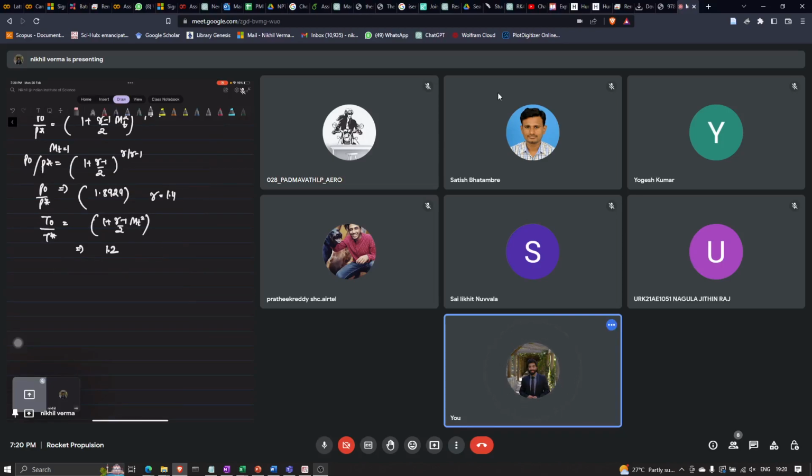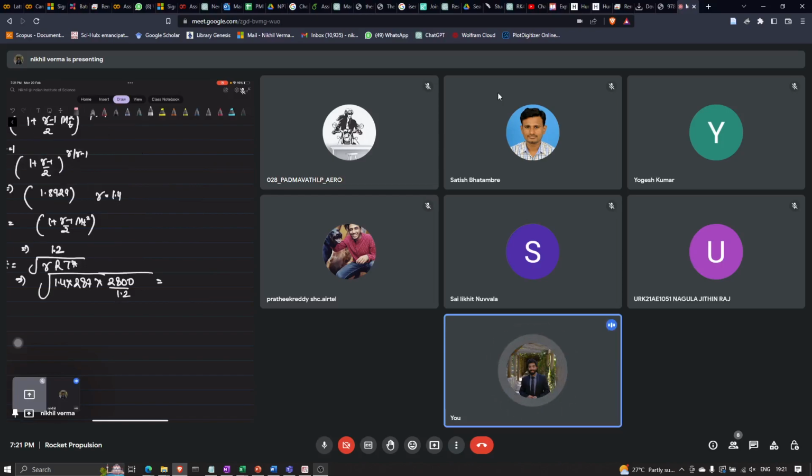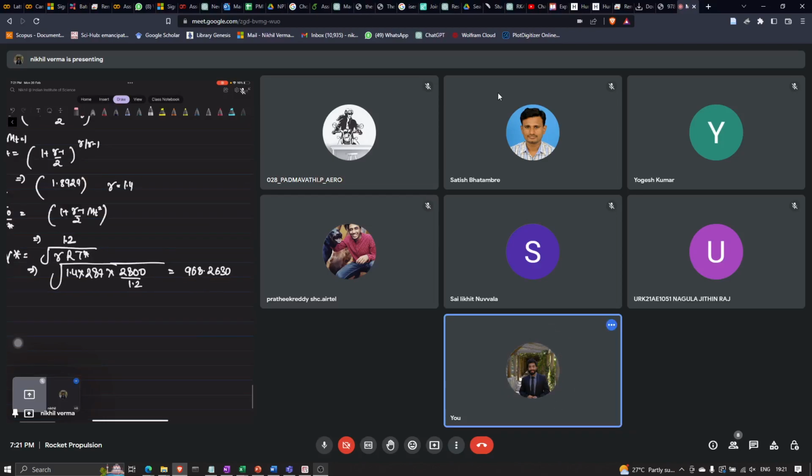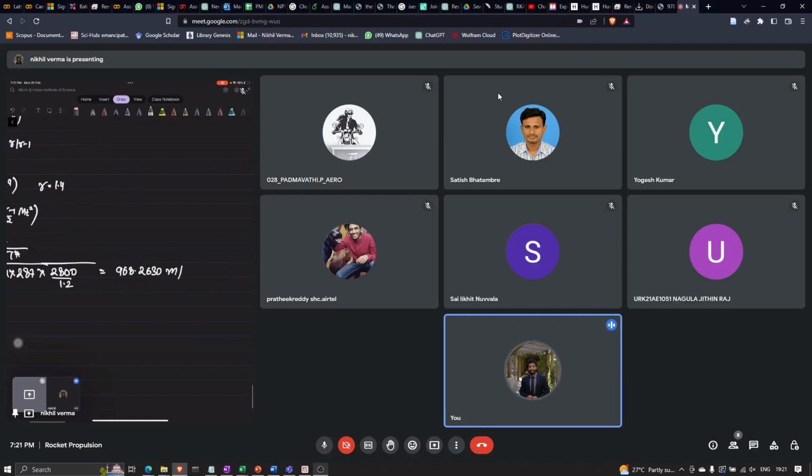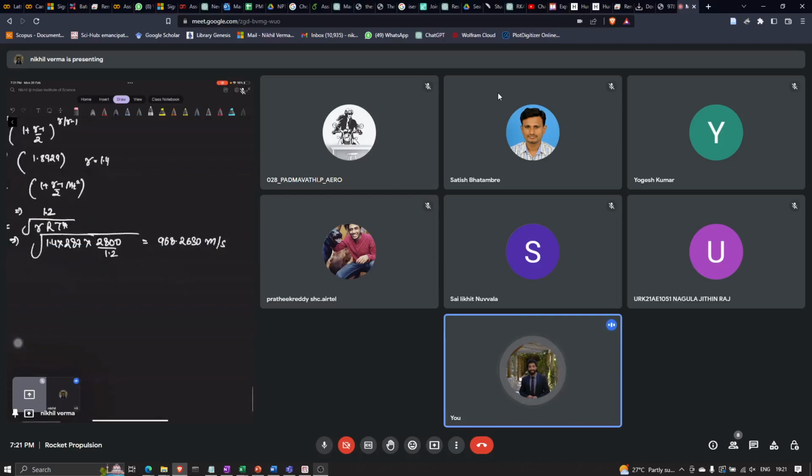So if you calculate V star, which is equal to root of gamma R T star, this is 1.4 into 287 into 2800 by 1.2. So you will get this as 968.2630. Okay, so this is in meters per second. This is the velocity of sound at the throat.